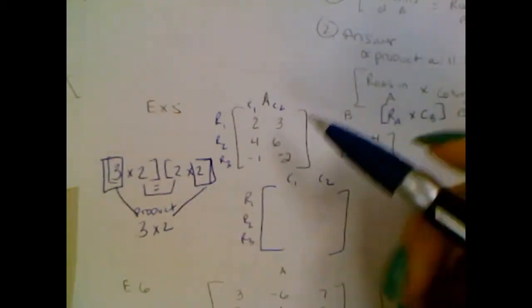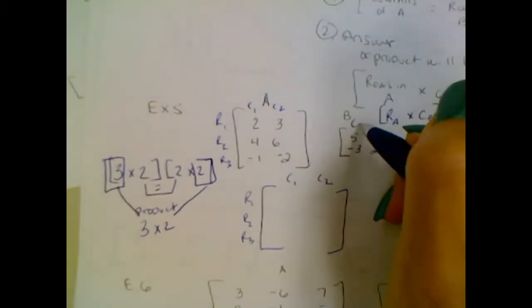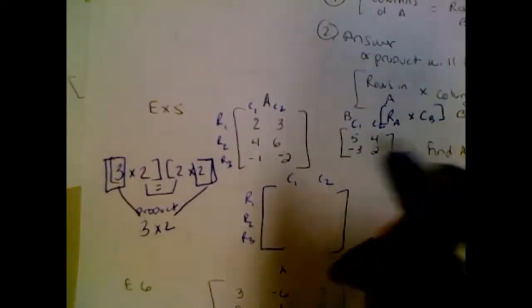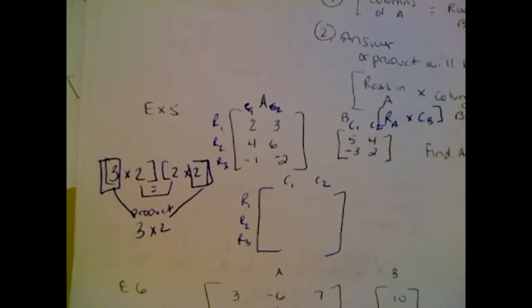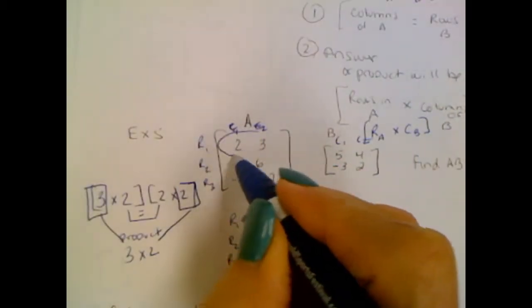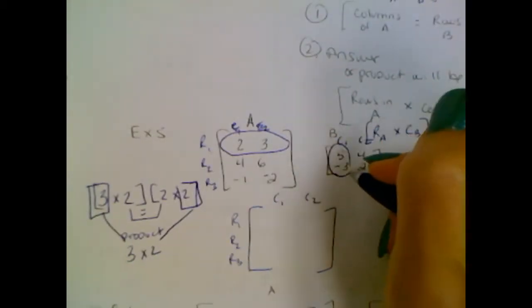I want you to label the first one R1, R2, R3, and I want you to label the second one's columns. Column 1 and column 2. I don't even care if you label the columns in the first one. We need to do rows. We're multiplying rows in the first one times columns in the second one. So what you do first is I'm going to circle row 1. I want everyone to circle row 1, 2, and 3. And then I want you to circle column 1 of matrix B.